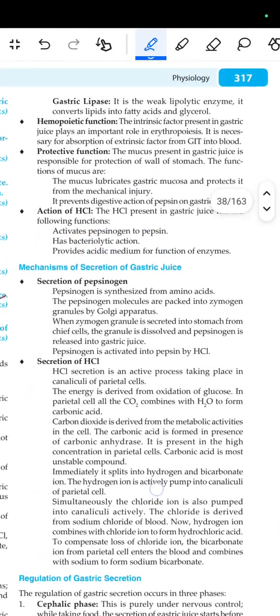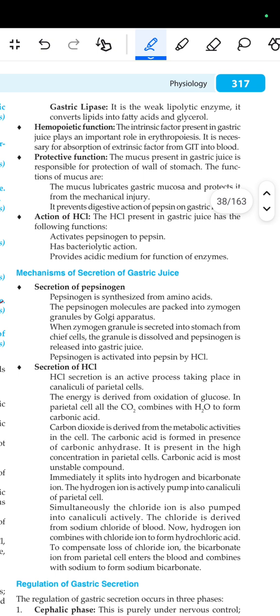Then comes gastric lipase. It is the main lipolytic enzyme. It converts lipid into fatty acid and glycerol. Hemopoietic function: the intrinsic factor present in the gastric juice plays an important role in erythropoiesis. It is necessary for the absorption of vitamin B12 from the GI tract into the blood.